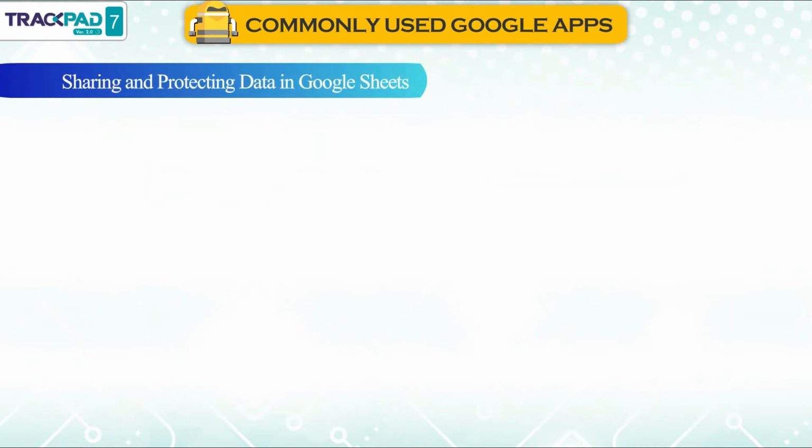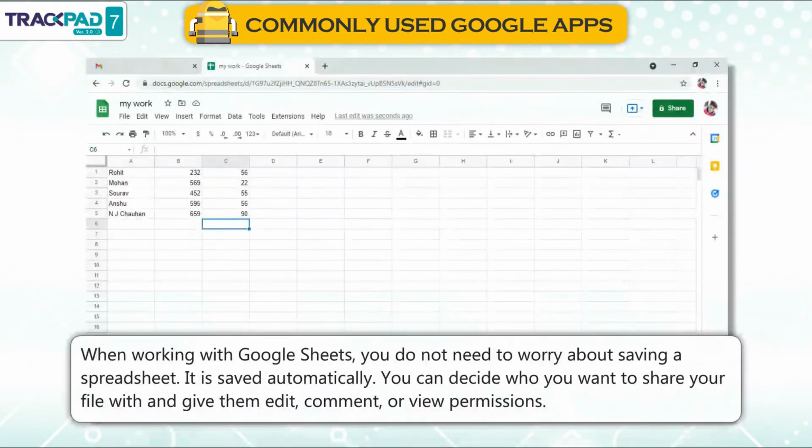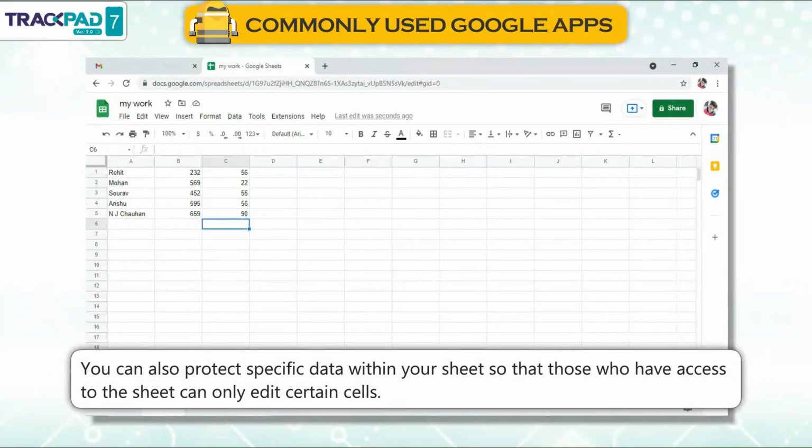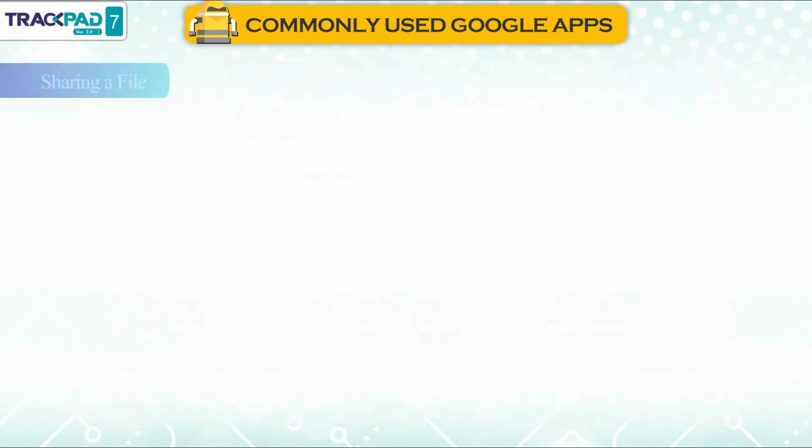Sharing and protecting data in Google Sheets. When working with Google Sheets, you do not need to worry about saving a spreadsheet. It is saved automatically. You can decide who you want to share your file with and give them edit, comment, or view permissions. You can also protect specific data within your sheet so that those who have access to the sheet can only edit certain cells.